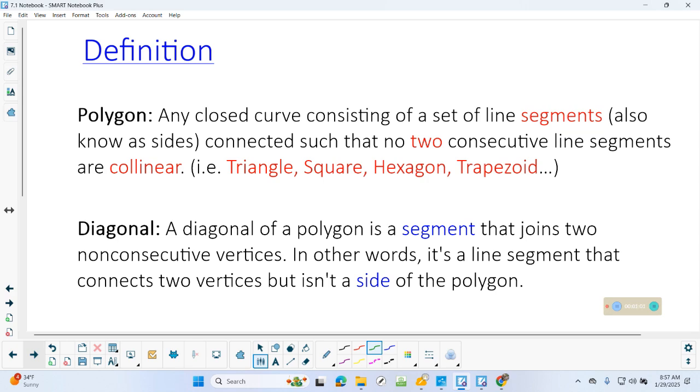So what is a polygon, of course? Enclosed curve consisting of line segments. So of course, you're filling in the red there. Connected such that no 2 segments are collinear. Let me give you a second to write all of those words I underlined in green on the blanks in your notes.